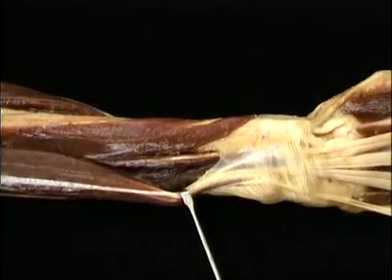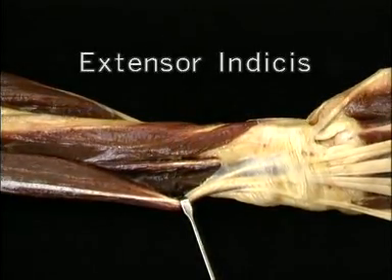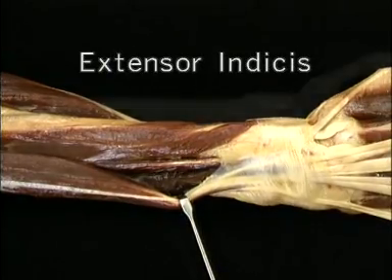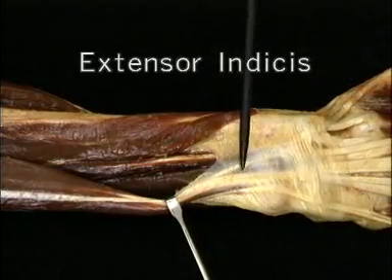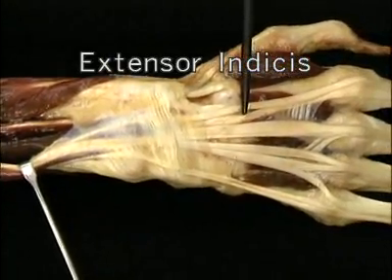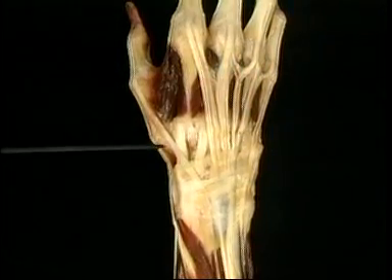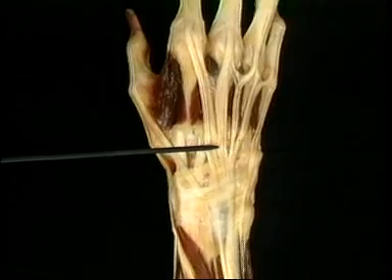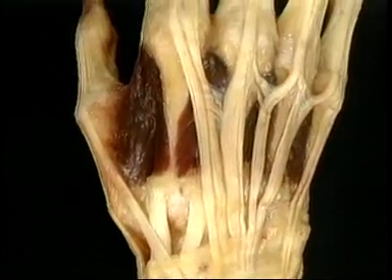The extensor muscle to the index finger, extensor indicis, lies deep to extensor digitorum. It arises from the ulna and the interosseous membrane. Its tendon passes under the retinaculum along with extensor digitorum. Emerging from beneath the extensor retinaculum, the extensor tendons fan out. As they approach the MP joints, they branch and rejoin in an irregular fashion.